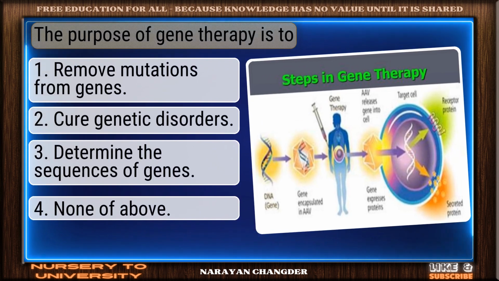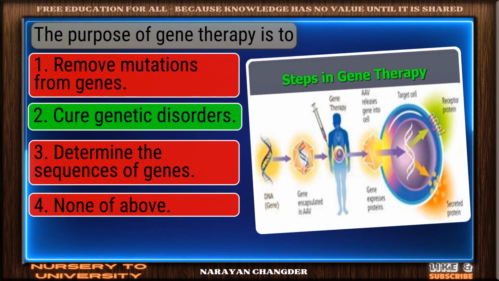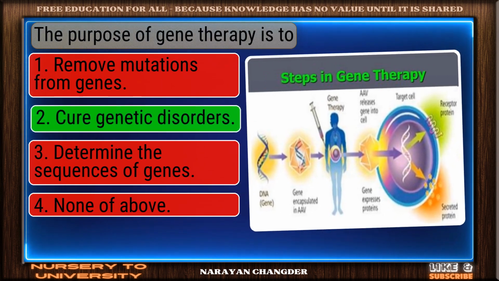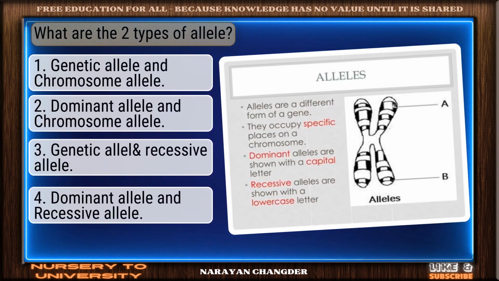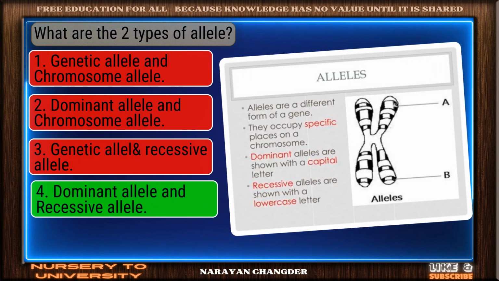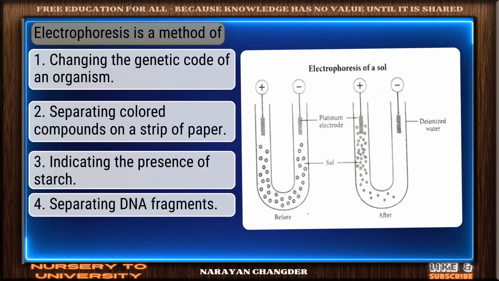The purpose of gene therapy is to. Nice work! You chose cure genetic disorders, and it is correct. What are the two types of allele? Strong choice. Dominant allele and recessive allele is the right answer.